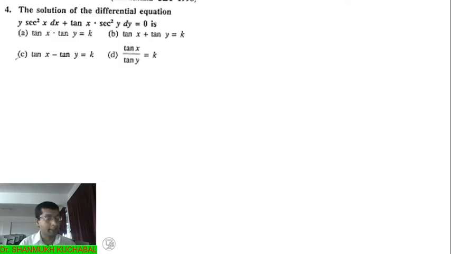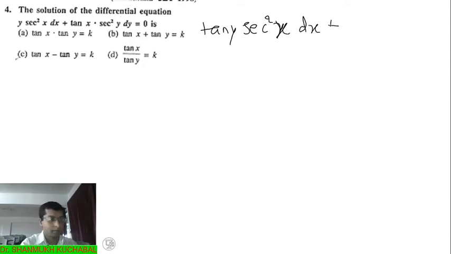Right, we move to our next example. It is similar to the first example. Here is the expression, once again I write it: tan y into sec square x dx plus tan x into sec square y dy equal to 0.